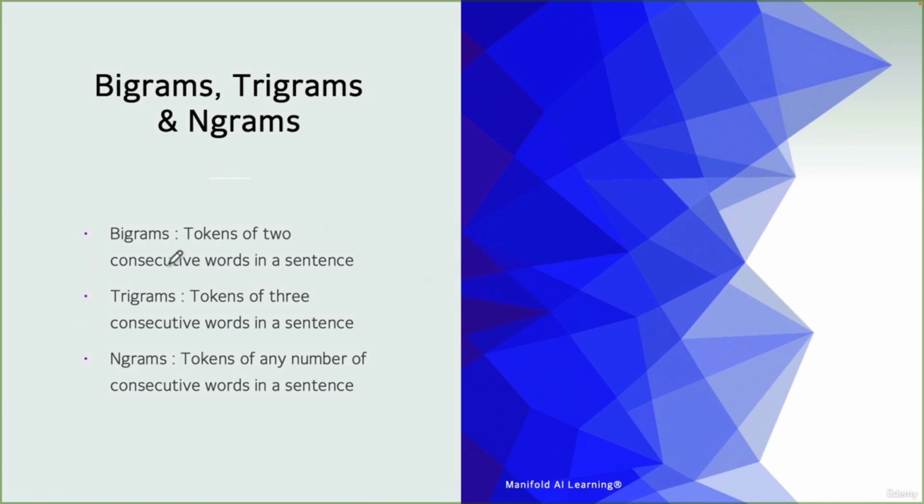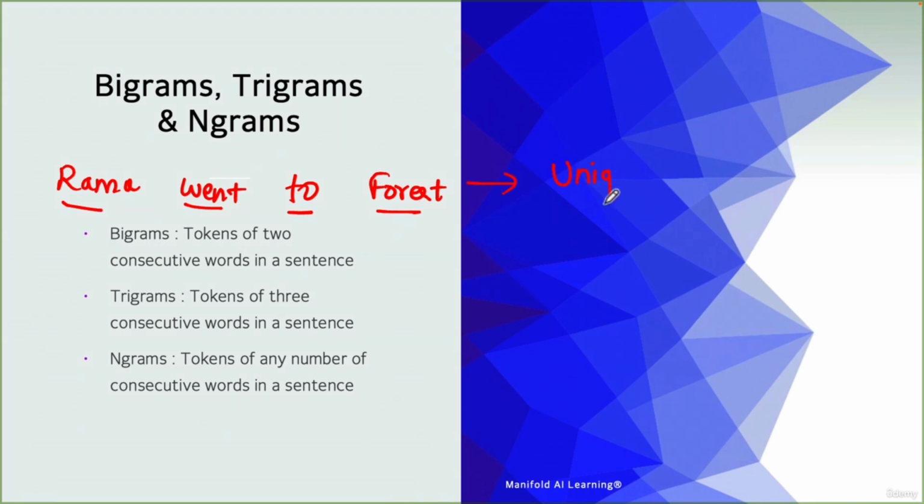To give you an example, suppose I've got a text that says, Rama went to forest. Now in this scenario, if I simply perform the tokenization, Rama will be one token, went will be another token, to will be one token, forest will be another token. Now this is a scenario of default tokenization, which we generally call a unigram.